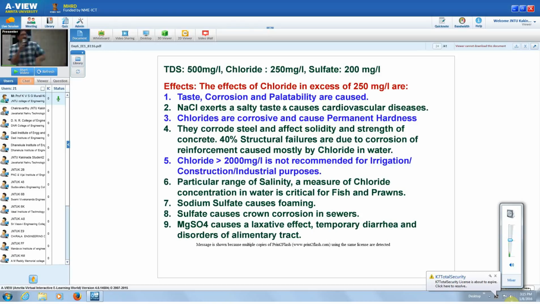Let us see some of the effects once again. So we all know that chloride gives taste to water. From childhood onwards we have studied that water should be free from color, odor and taste. Because of chloride you get taste, if chloride exceeds 250 mg per liter. What is meant by palatability? Palatability means having a pleasant taste.